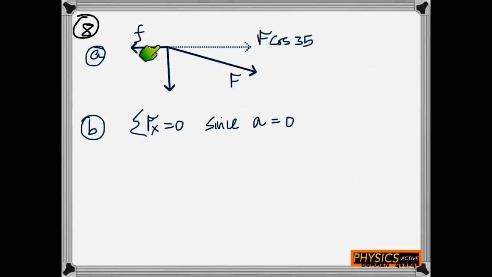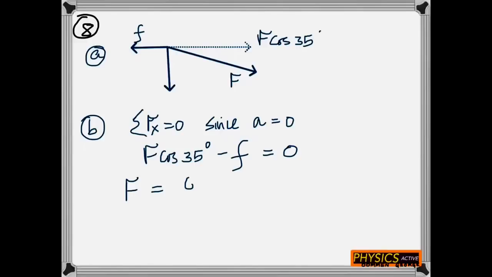So you don't resolve this because it's along the x. Neither do you resolve this because it's along the y already. So you resolve the force that's neither along the x nor the y. So you get this as F cos 35, and this is F sin 35. So along the x, F cos 35 minus F is equal to 0. And that gives F as 73 Newton.